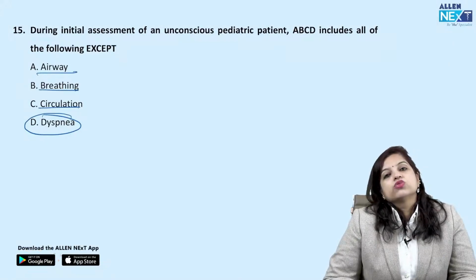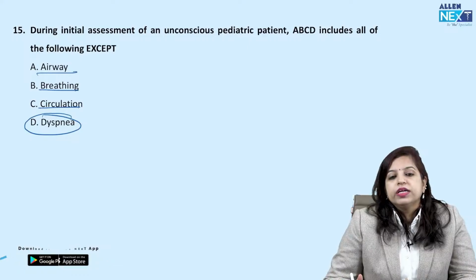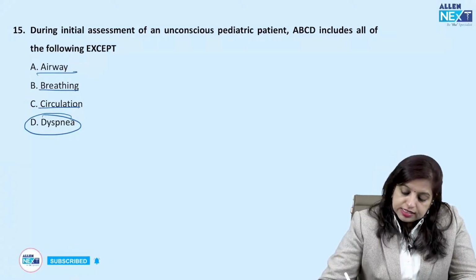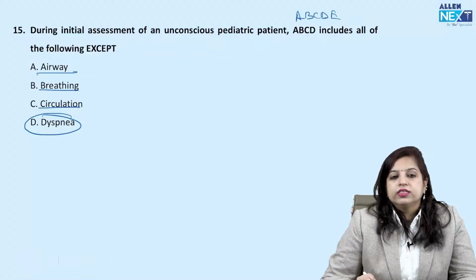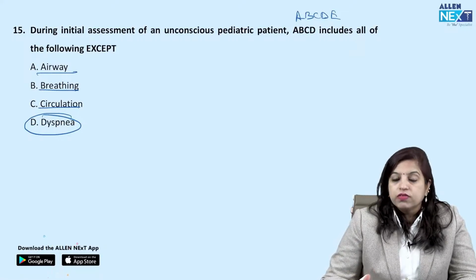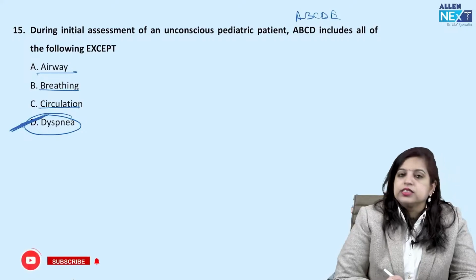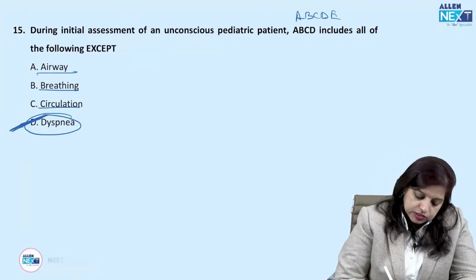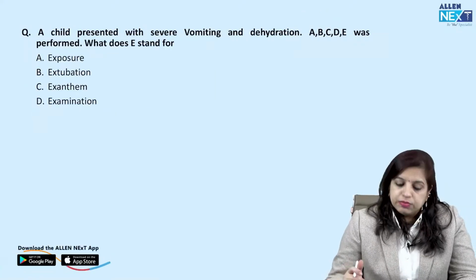Let us see. So D stands for disability. Disability means you have to do a complete neurological examination of this child. In fact, it is A, B, C, D, E also nowadays according to the PALS classification. We will just see that in detail, right? So the answer correct over here is dyspnea. Dyspnea is incorrect, for D stands for disability over here. That means a complete neurological examination has to be done.